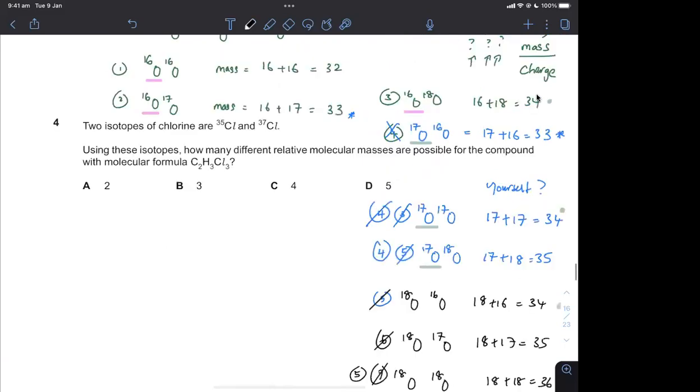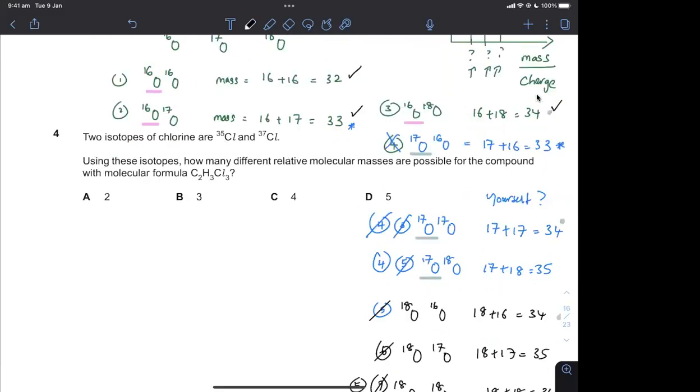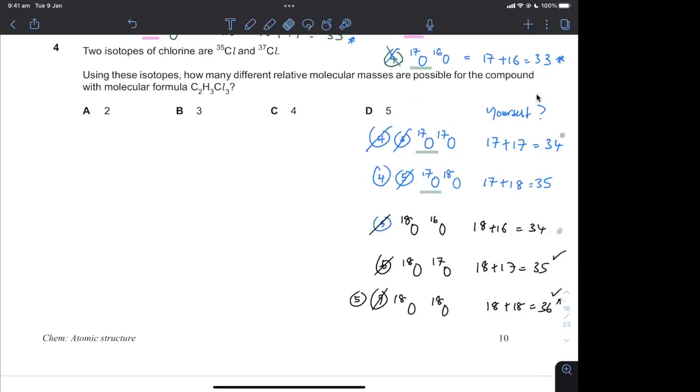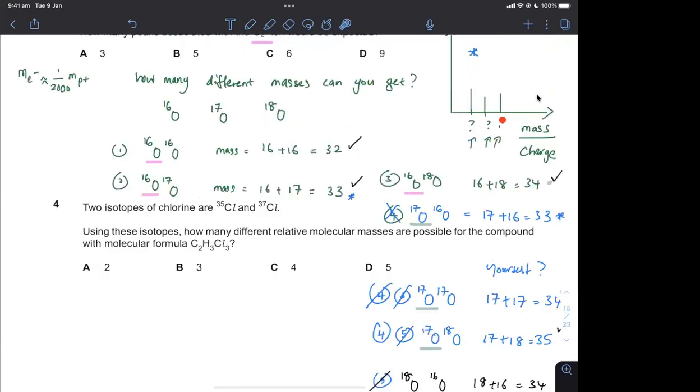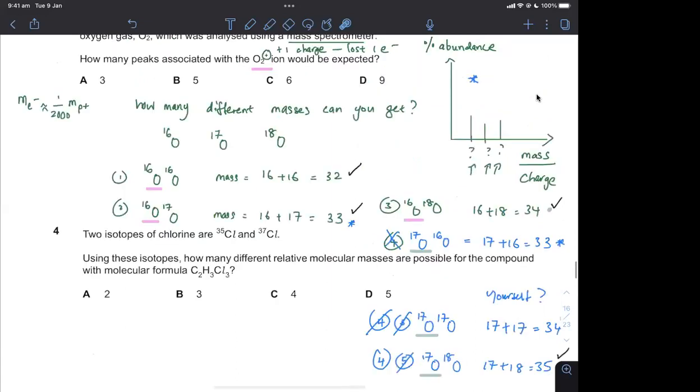Altogether, you get 32, 33, you get 34, you get 35, you get 36. Well, I put a tick there, but by right, I can put a tick on any of the 35. It will still be the same 35 value. So I'll see a peak at 32, 33, 34, 35, and 36. So altogether, I will get 5 different peaks there.